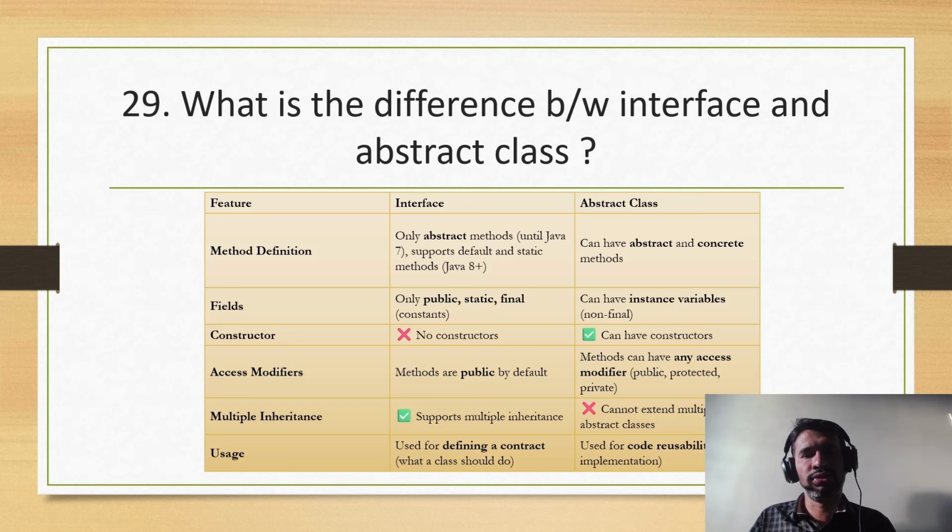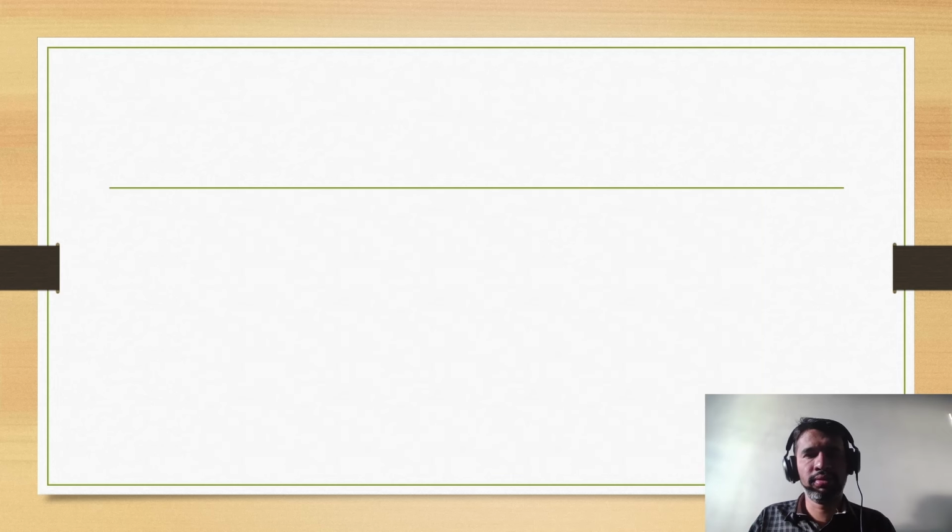And usage. An interface is used for defining the contract, like what a class should do. In case of an abstract class, as we discussed, common behaviors are kept at the parent class level as concrete methods, and specific behaviors are made abstract. I hope you understood. Let's move on to the next question.